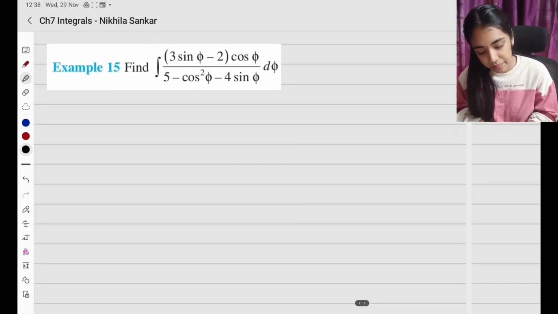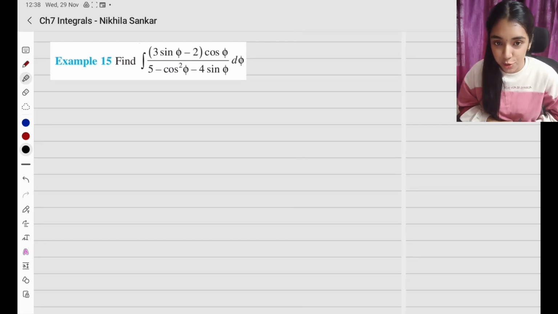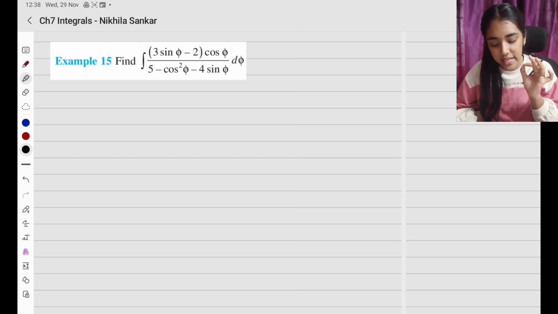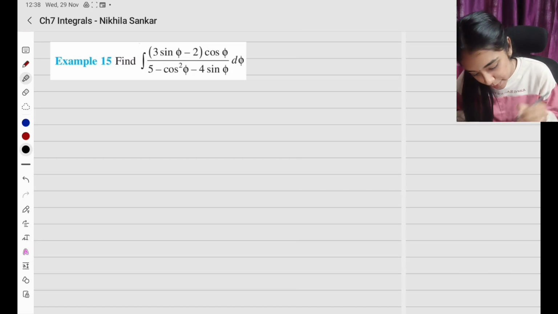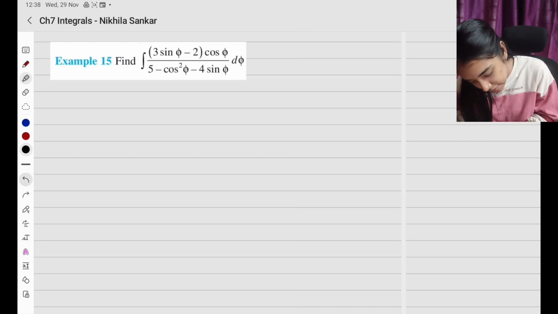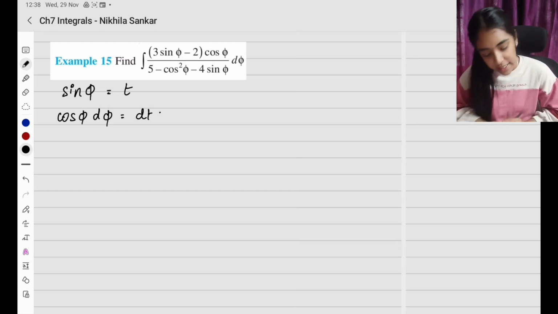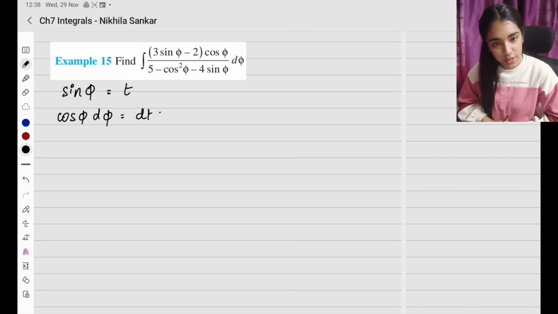Example 15. Here I am going to make a substitution. What is the difference between the previous question and this question? I am going to make a substitution here. What do I see? I see sine and cos. So I am going to substitute where I have sine phi equals t. So the derivative of sine is going to be cos. So I have cos phi times d phi equals dt. Okay, so wherever I have cos phi d phi, I am going to substitute dt.